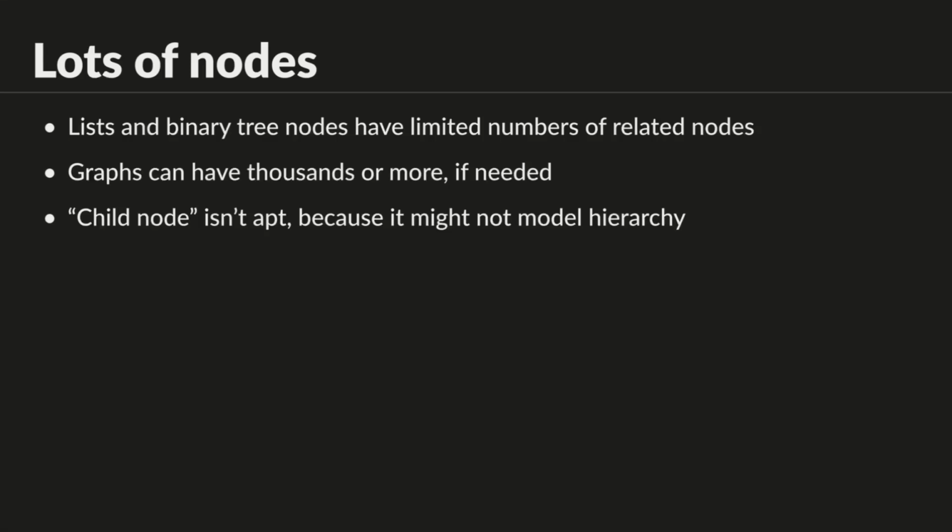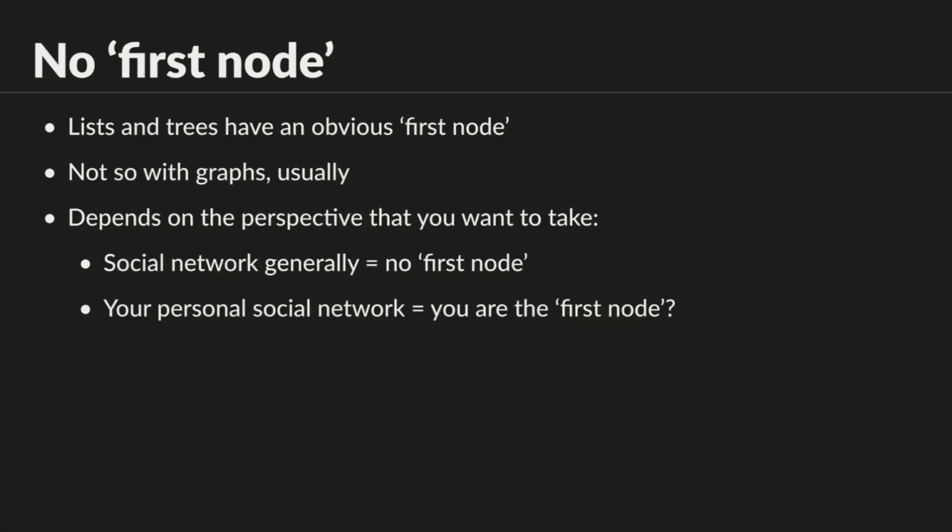Graph nodes can have any number of related nodes. So while lists and binary trees were limited to 1 or 2 children, graph nodes could potentially be related to thousands of other nodes. Though the term child node probably isn't apt, since graphs often model relationships that aren't about hierarchy. With linked lists and binary trees, there was an obvious first node, like the start of a list or root of a tree. But with graphs, unless there's some domain-specific reason to believe otherwise, there isn't a clear first node.